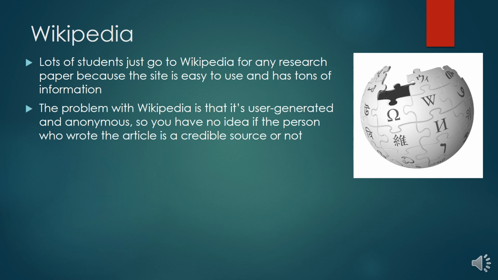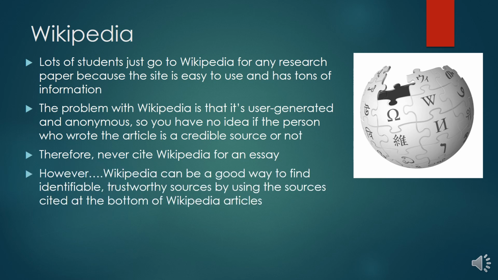But the problem with Wikipedia for research papers for school is that Wikipedia is user-generated and it's anonymous. So you, the writer, have no idea if the person who wrote the article is a credible source or not. It could be a professor in that topic, or it could be a freshman high school student. And there's no way for you to know. Therefore, you should never cite Wikipedia for an essay, like in the works cited page or something like that. It's not a credible source.